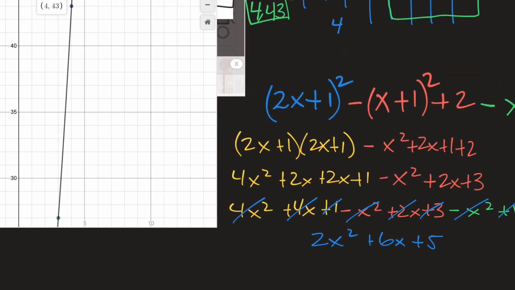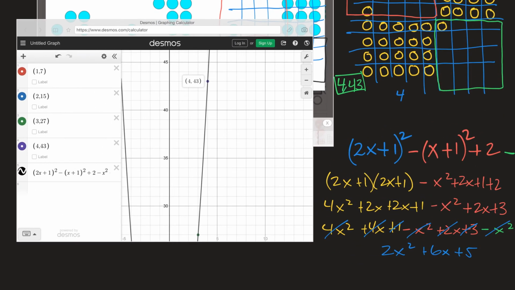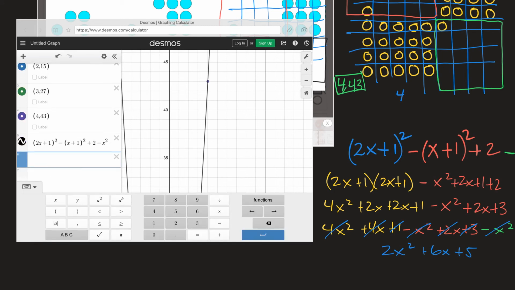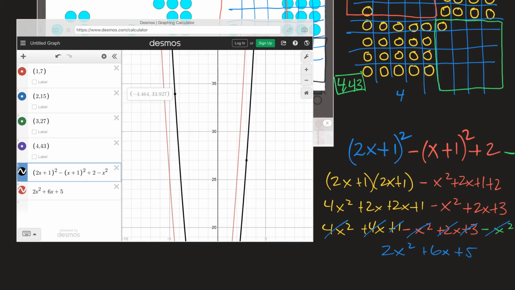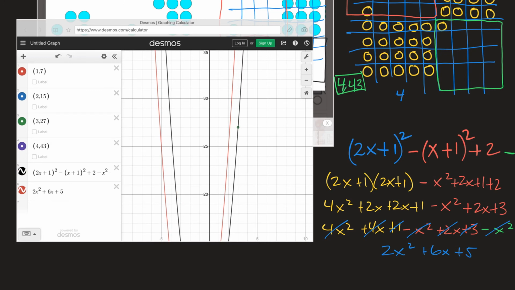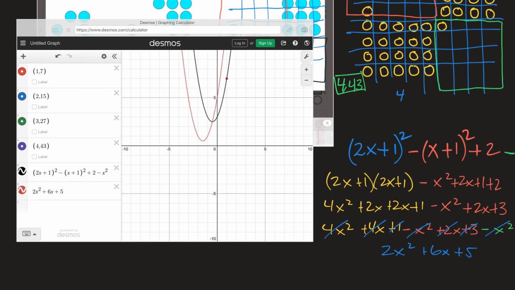But what I can do is check this and I'm going to enter that into Desmos. So let's see, 2x squared plus 6x plus 5. Okay, well, that just shows that my algebra is wrong. How wrong is it? It's not good. It is not good at all. So something's up. So now, see, that's my check.